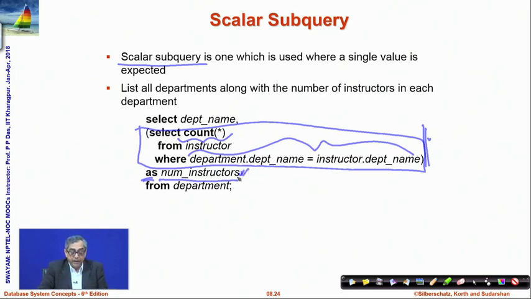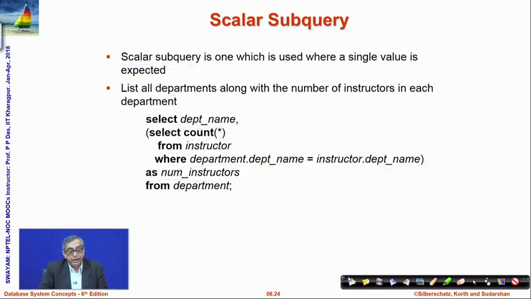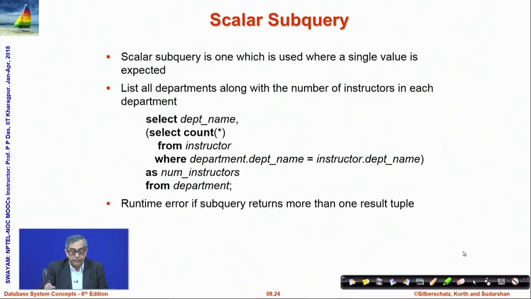So, we have the department name and the number of instructors therein for each and every department that we actually have from the department list. So, it is a very interesting way of using this nested subquery in terms of the select clause.